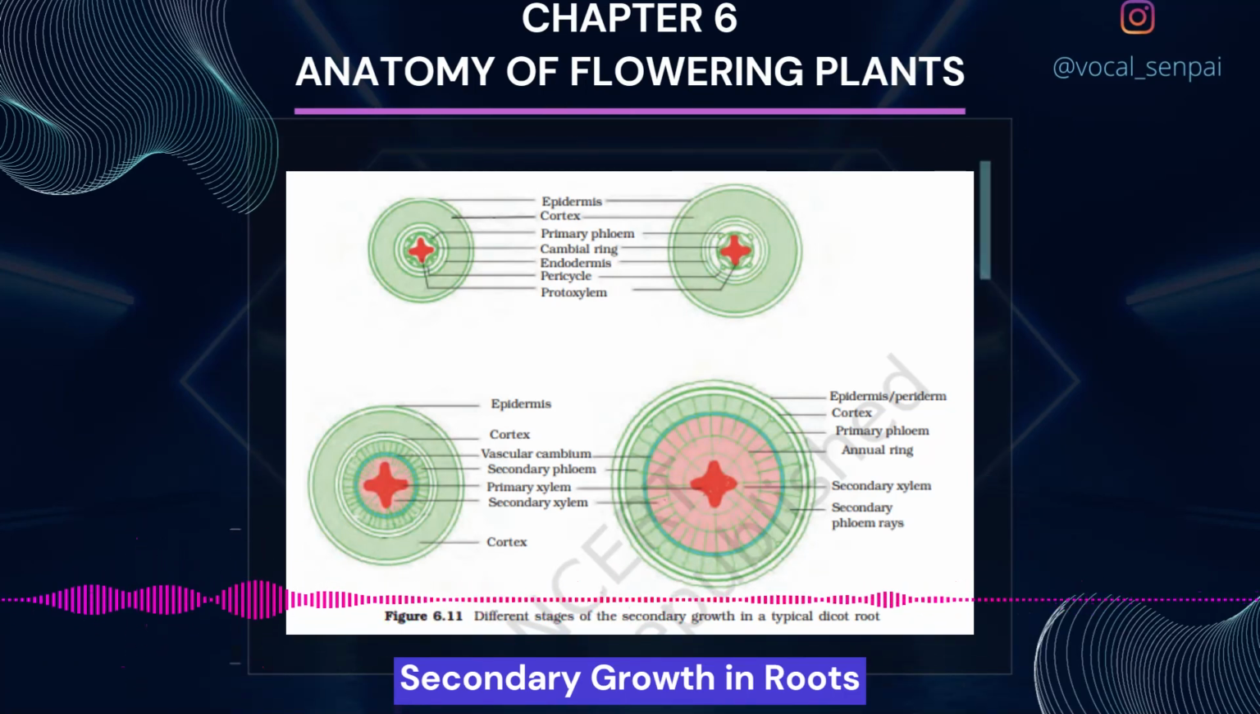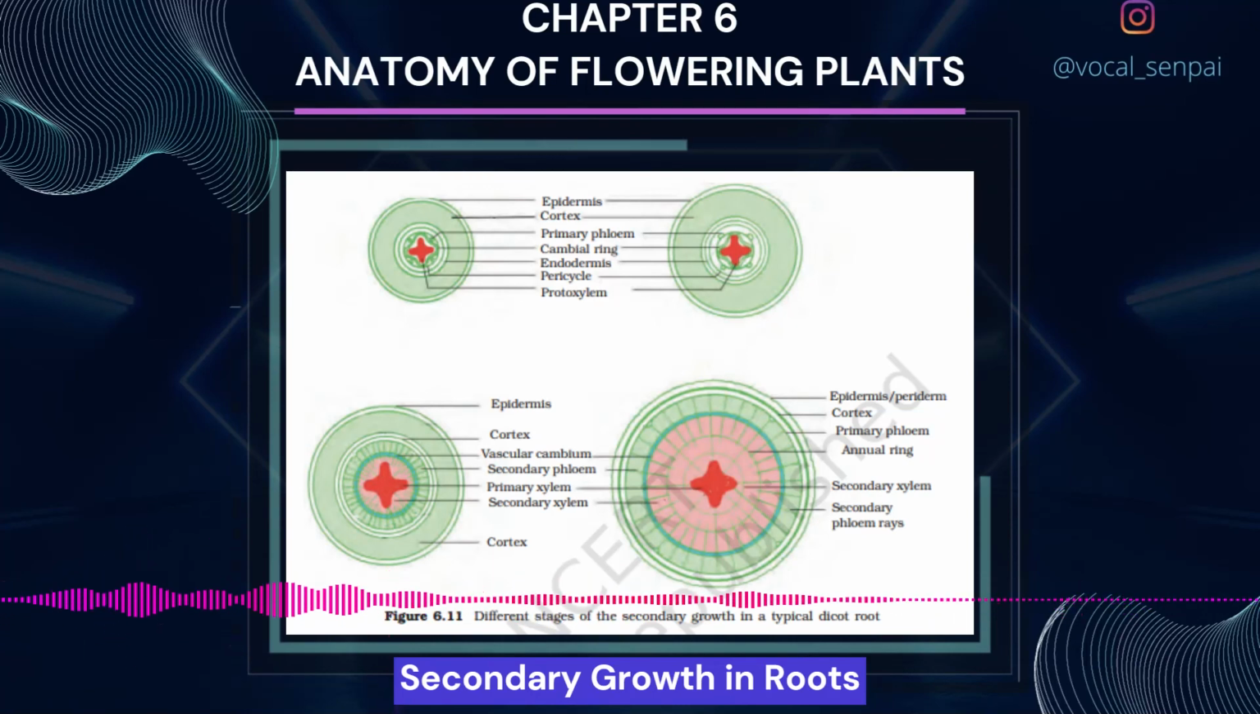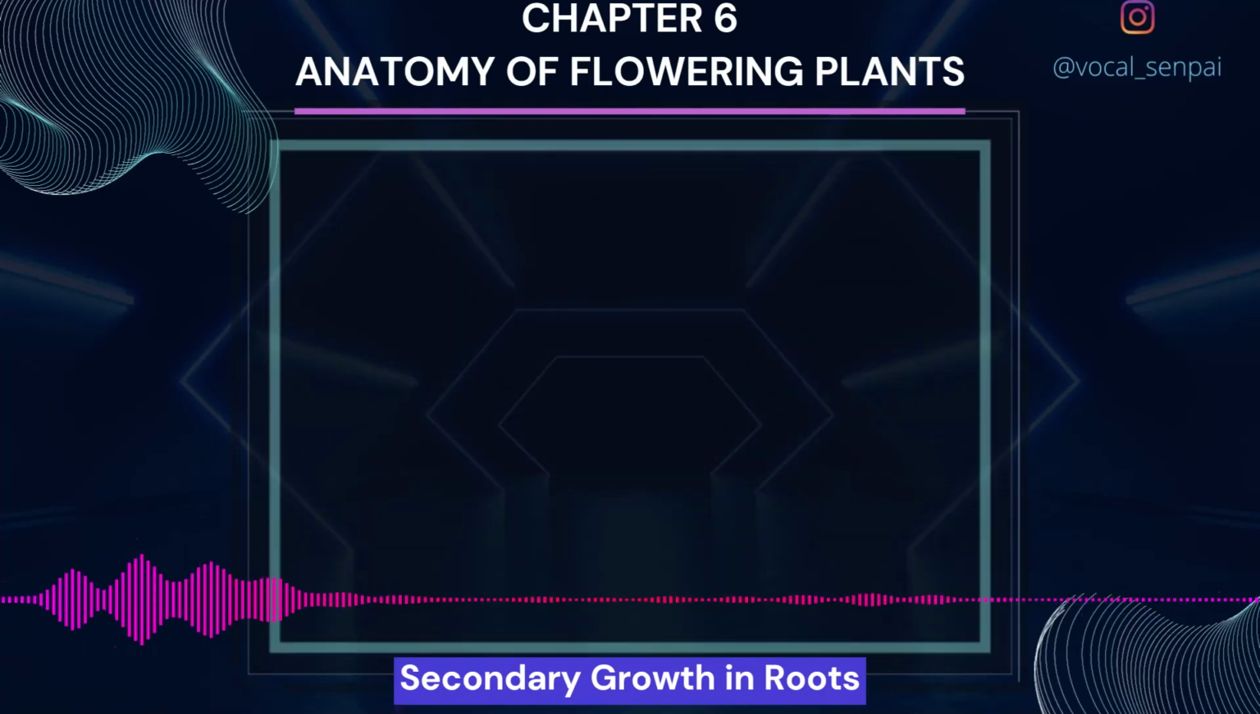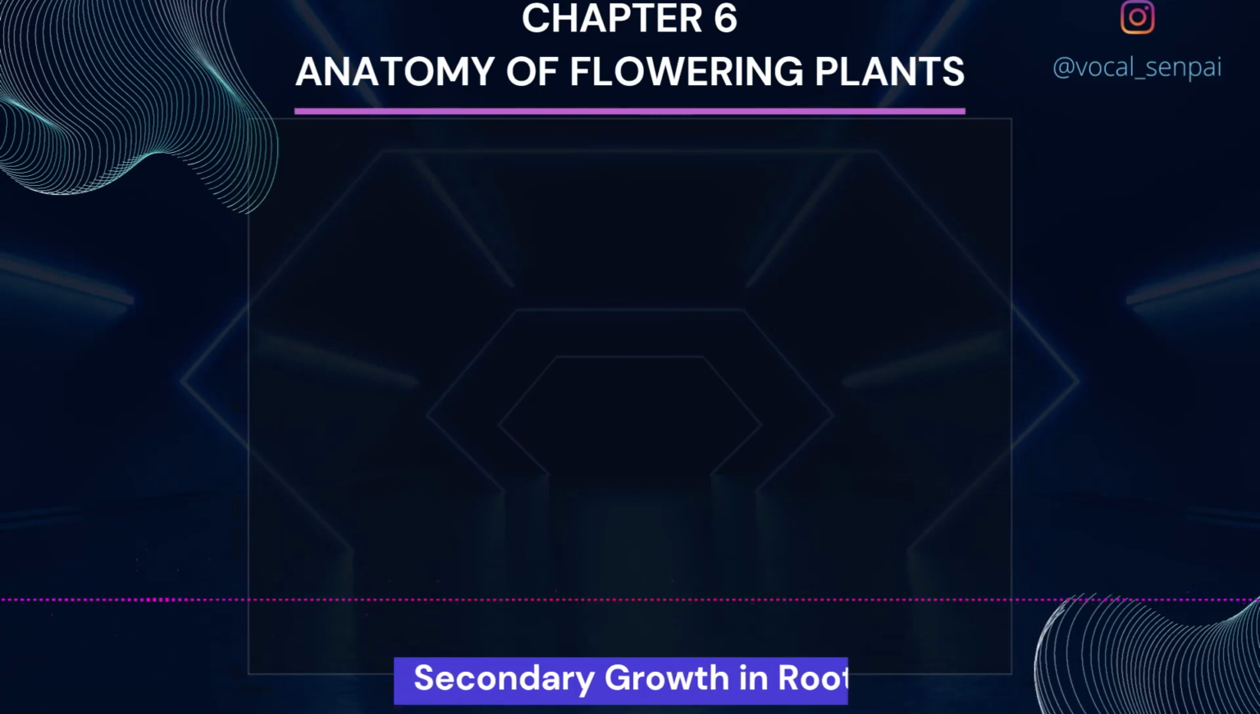Secondary growth also occurs in stems and roots of gymnosperms. However, secondary growth does not occur in monocotyledons.